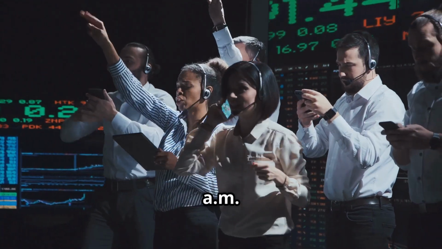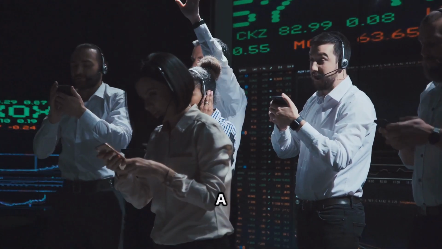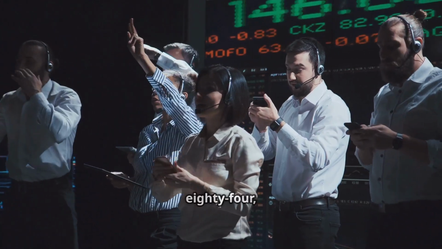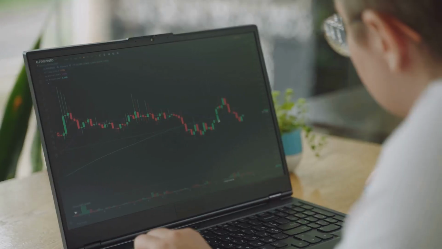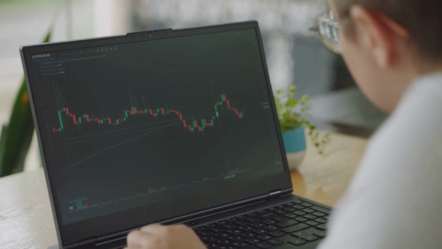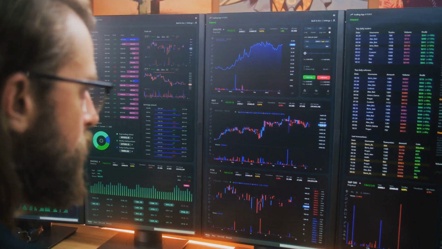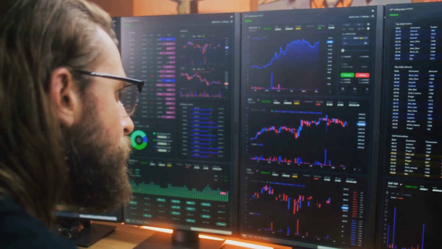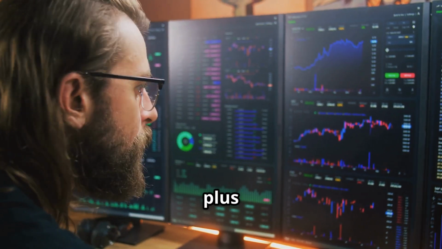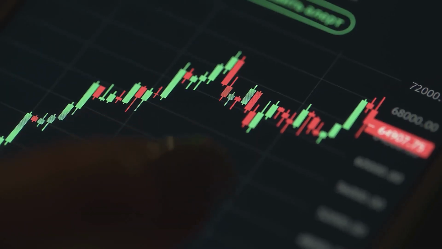Market open, 9:30 a.m. Eastern Time. The first 5-minute candle is a wide range bar up to 5,284 with substantial volume. Following 5 minutes, a small doji holding the gains. Setup forming: opening range breakout plus trend continuation.